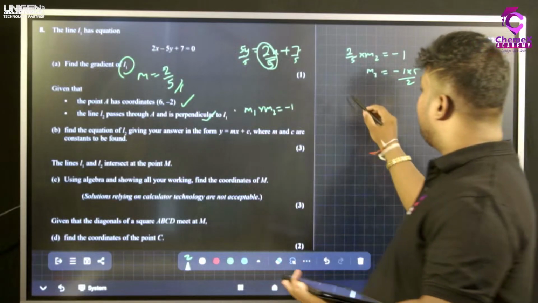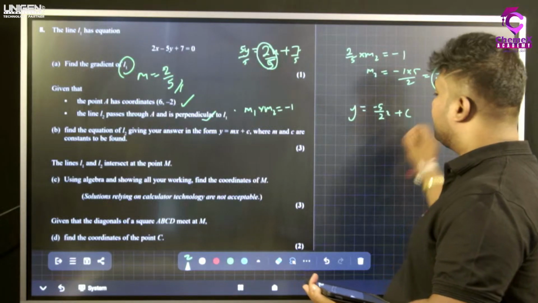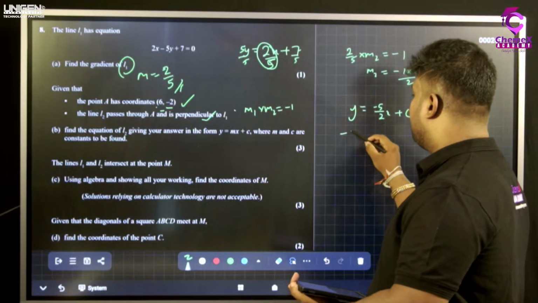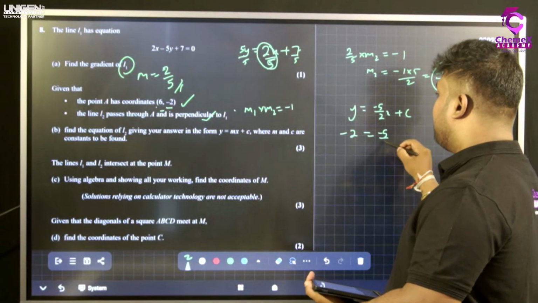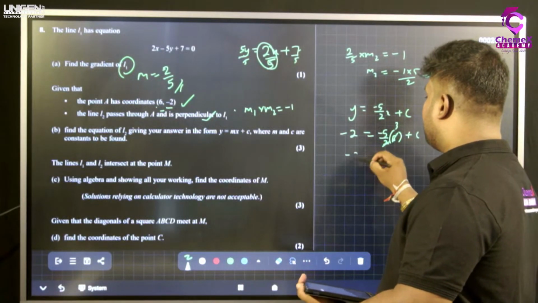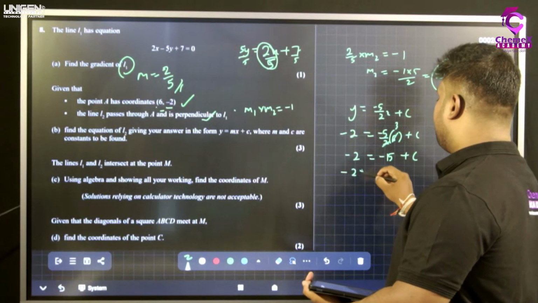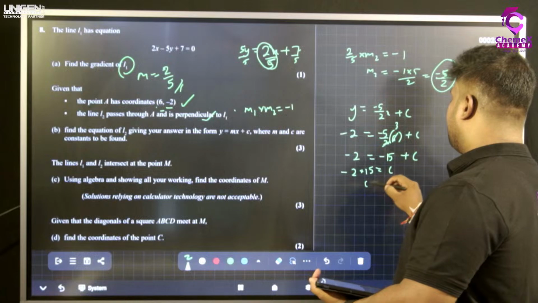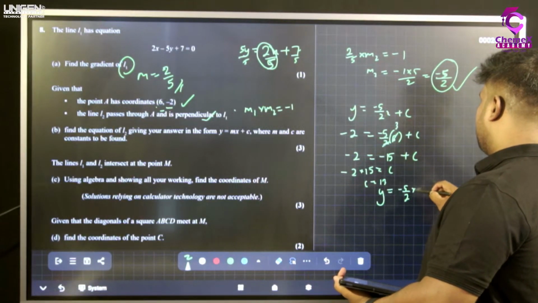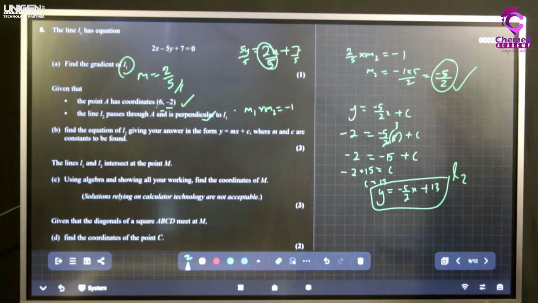Then y equals minus 5 over 2 x plus c. What is the coordinate? You put 6 and minus 2 there. Minus 2 equals minus 5 over 2 times 6 plus c. So minus 2 equals minus 15 plus c. Minus 2 plus 15 equals c. So c equals 13. So what's the equation? y equals minus 5 over 2 x plus 13. This is the equation of line L2.